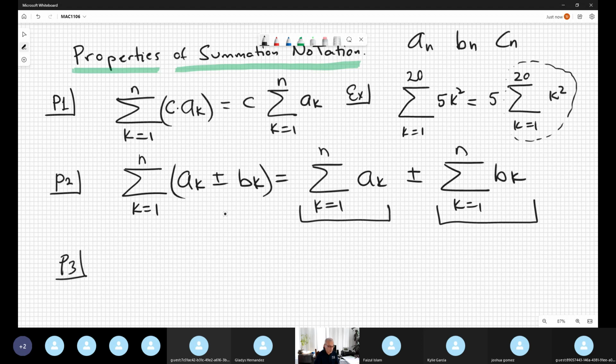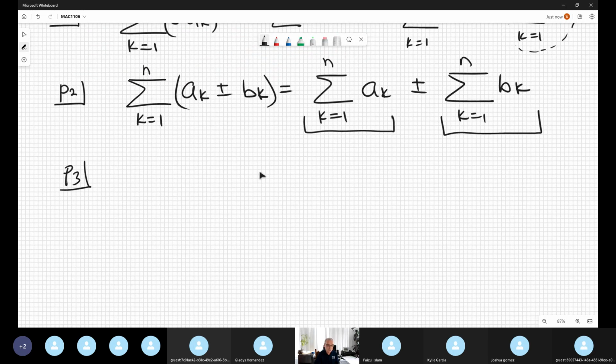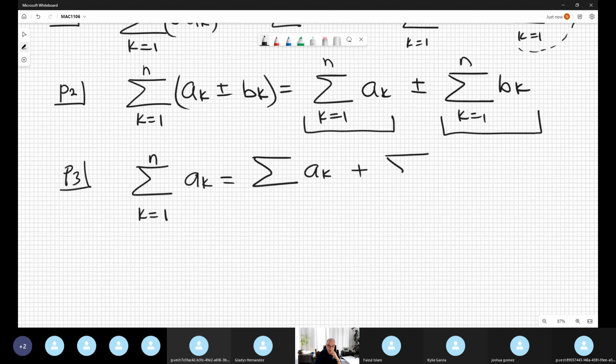Let me show property number 3, which is very, very, very important. Summation from k equal 1 to m of a sub k. This property says you can split, maybe you don't see it clearly now, but in the example, I promise, we will see the idea. You split this summation into summations.